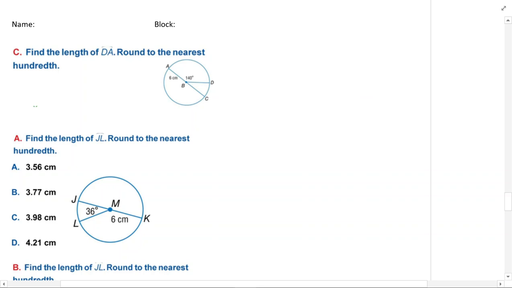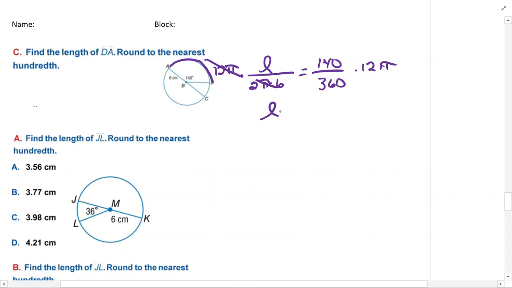In this problem, again, we want to find the length of arc DA. So the length over the circumference, which is 2 pi 6, equals 140 over 360. 2 times 6 is 12, so multiply both sides by 12 pi. We have that the length is approximately 14.66.